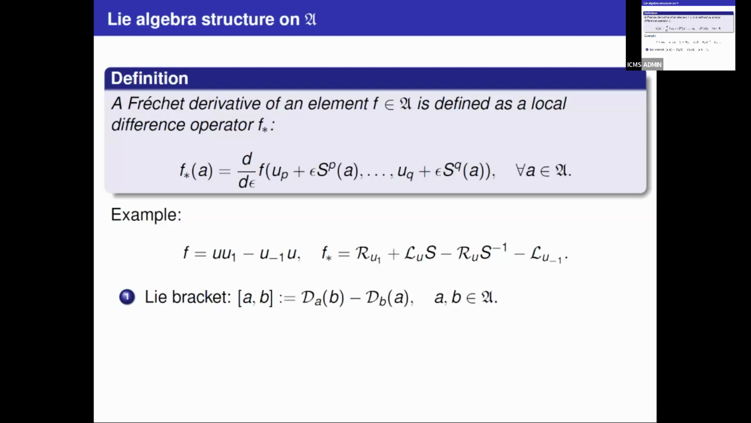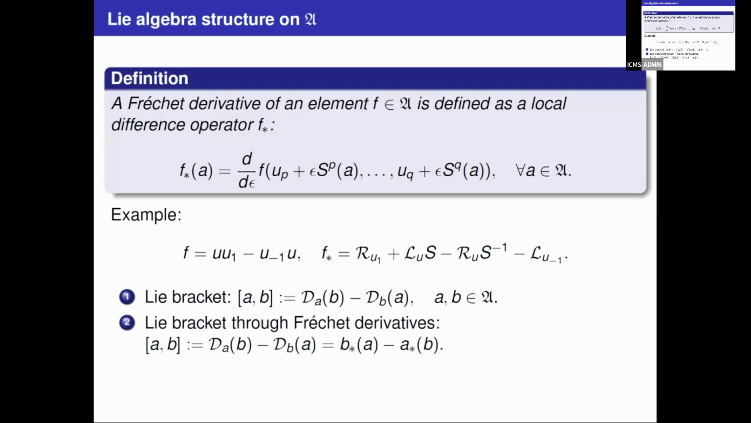Having the Fréchet derivative allows us to introduce a Lie bracket. In fact, a Lie bracket on A we can introduce in two different, equivalent ways. The Lie bracket of elements a, b is defined either as the derivative of b in direction a minus the derivative of a in direction b, or as the Fréchet derivative of b on a minus a star b. This is the same, equivalent definition.